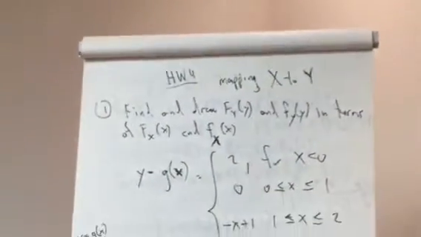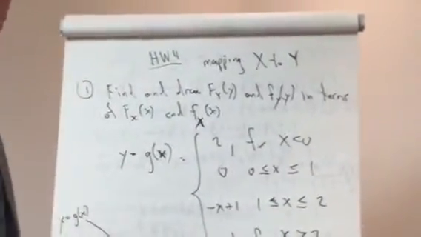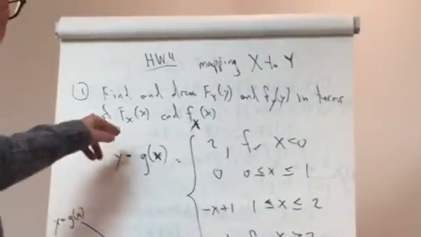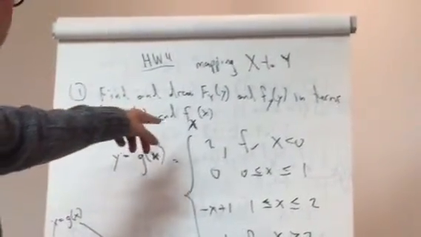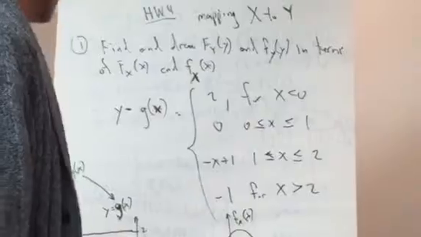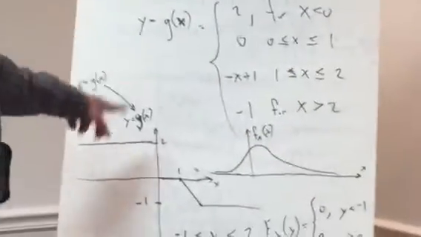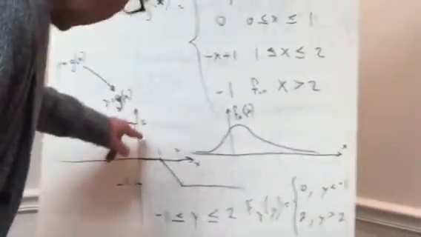I'm going to solve problem 1 from homework 4. This problem is about mapping x into y. We're asked to find and draw the distribution F_Y(y) and the function f_Y(y) in terms of F_X(x), and f_X(x). We are given y equals g(x), with various metrics and ranges, and if we plot this out, y equals g(x), we get this here.